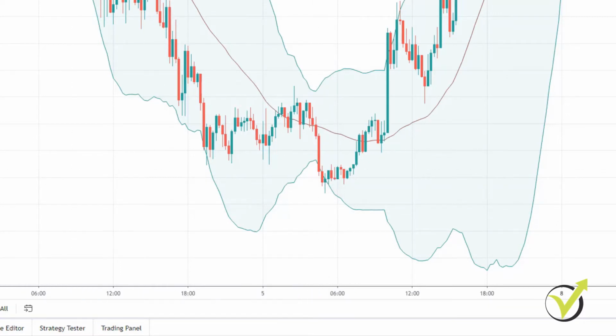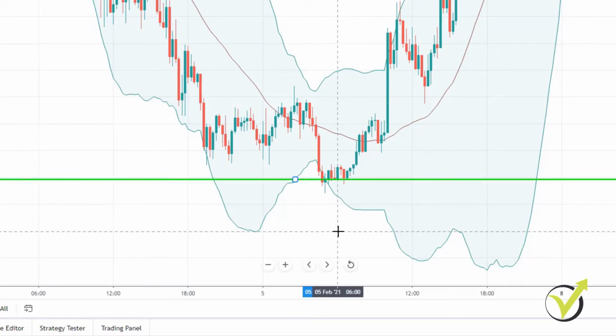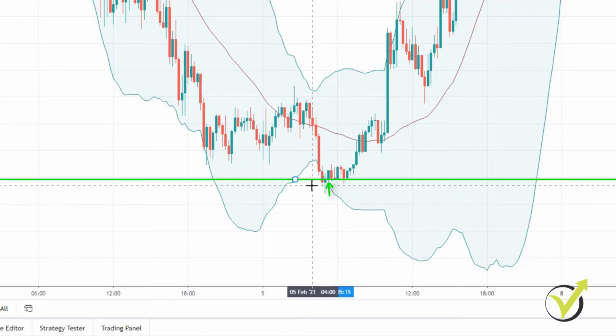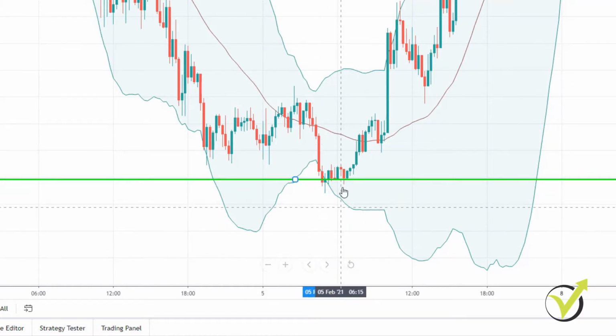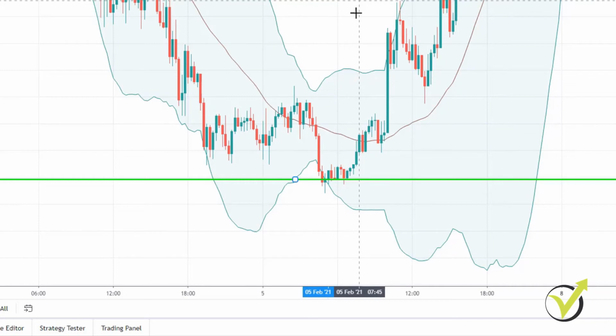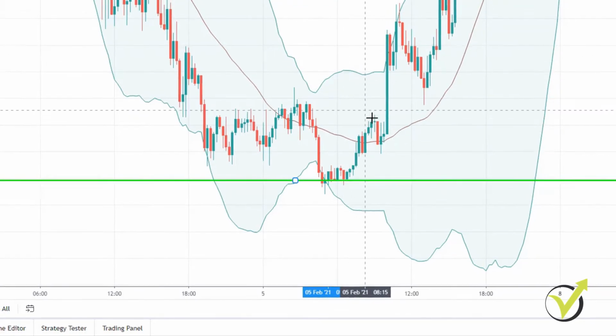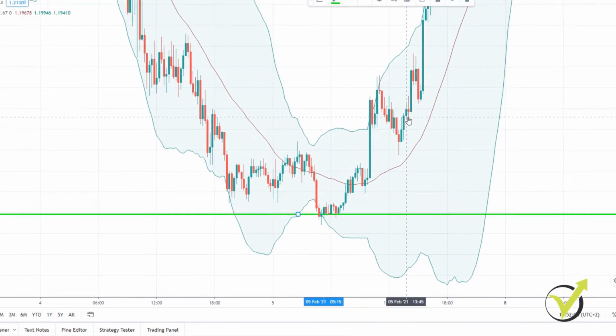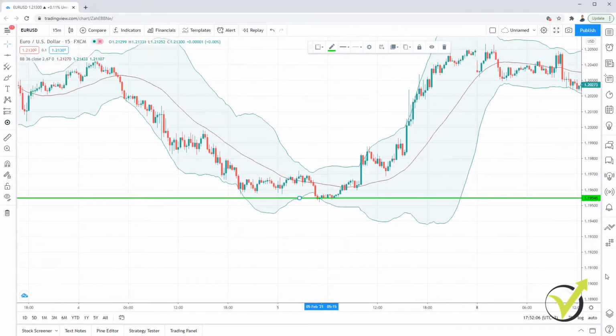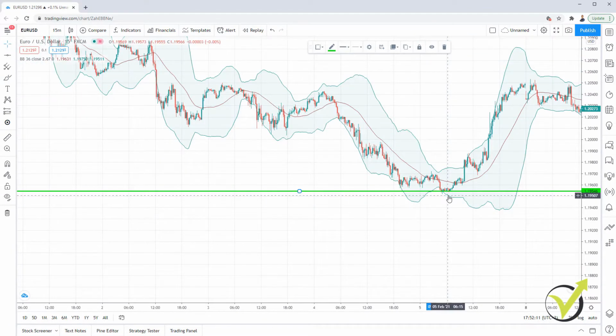Okay, so right over here we will be buying, and I will put a horizontal line so you can see where exactly it is. And then I have a stop loss of 80 pips below and take profit of 70 pips above. Now with this example I don't need to put them on the chart because obviously we are hitting the take profit. Alright, so you can see at what moment the strategy will be buying.